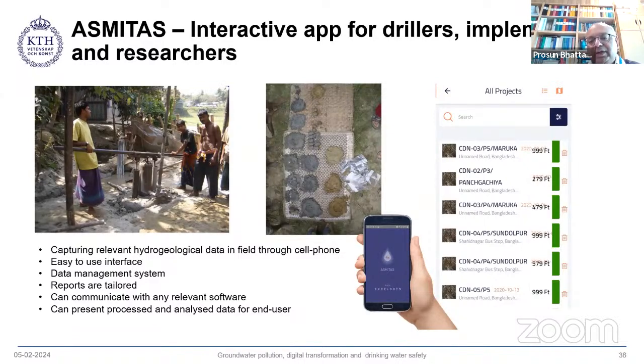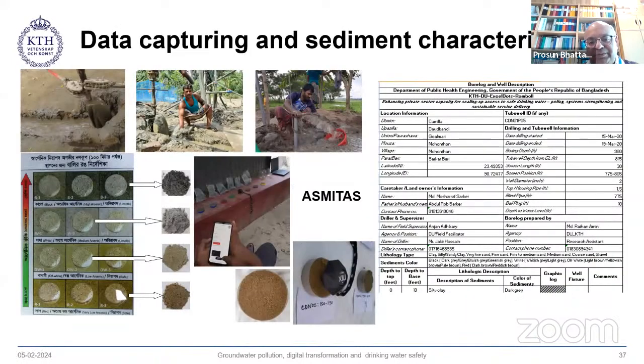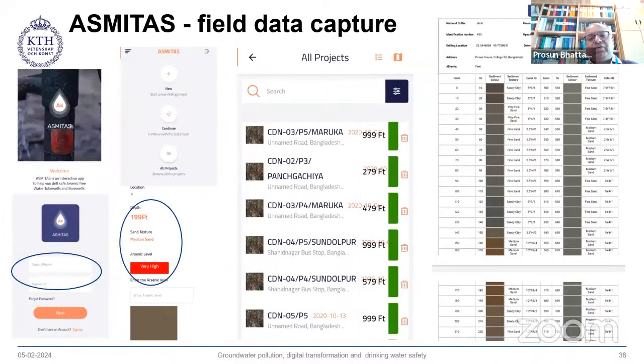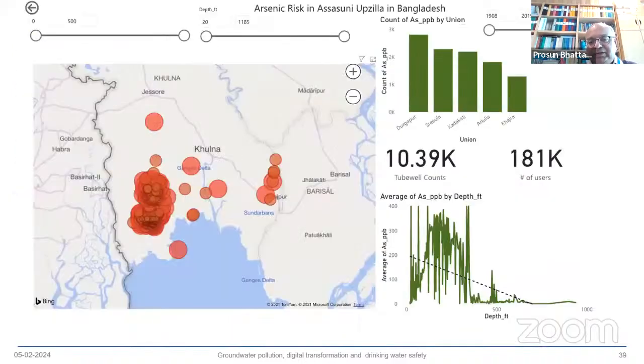When we do an analysis, we see these sediments on the mats here, and from these mats, these are all digitized. So we have these different depths incorporated in the Asmitas, and this is essentially replacing the age-old analogous documentation with more digital information, as we see here. That is the Asmitas field data capture, and that is what we are moving on to. This has been practiced in our interventions right now.